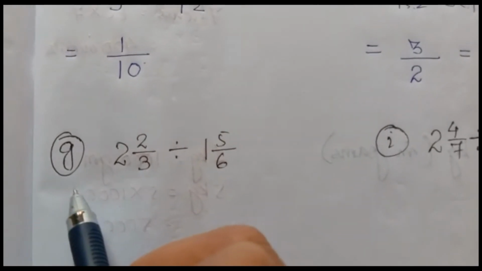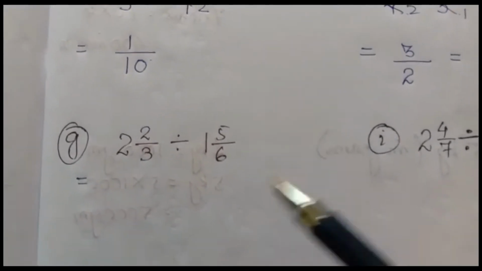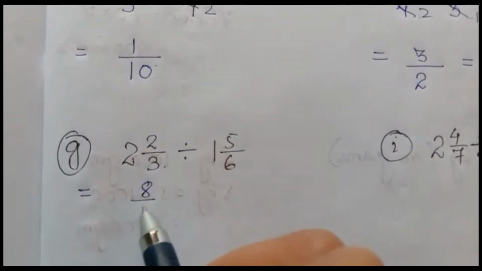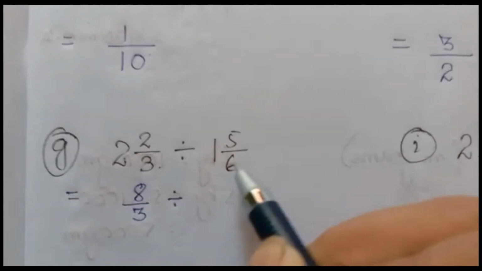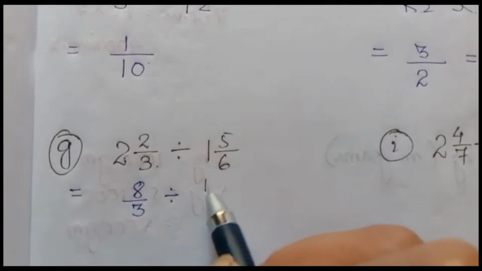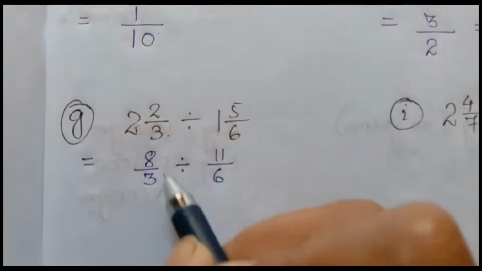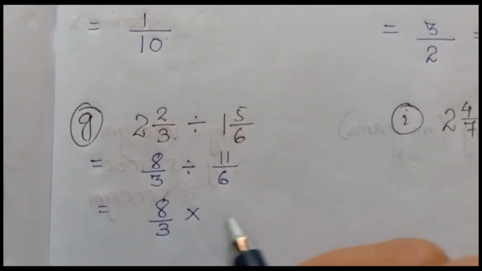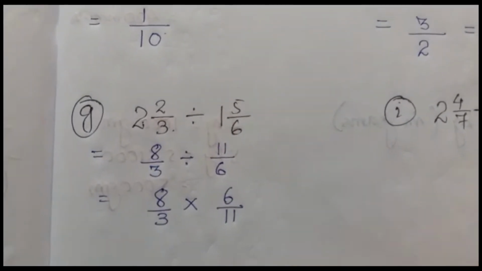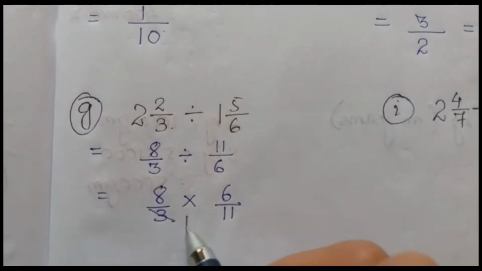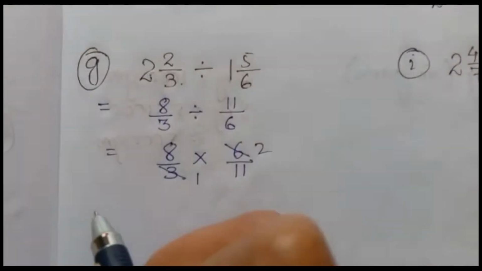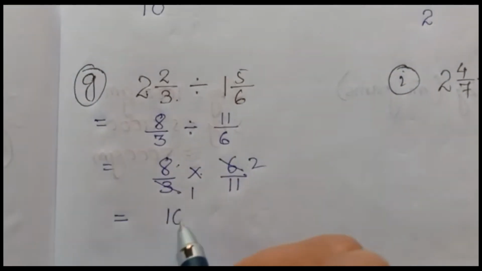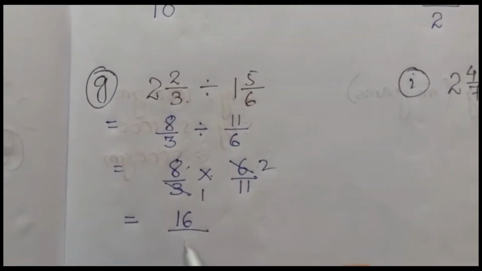Now next, here it is given in mixed fraction. Convert into improper. 3 2s are 6, 7, 8. 8 by 3 whole divided by 6 1s are 6 plus 5, 11. 11 by 6. Now this division we will convert into multiplication. So write its reciprocal, 6 by 11. We can cancel this. 3 1s are 3, 3 2s are 6. Now further we cannot cancel. 8 into 2, 8 2s are 16, divided by 1 into 11, 11.